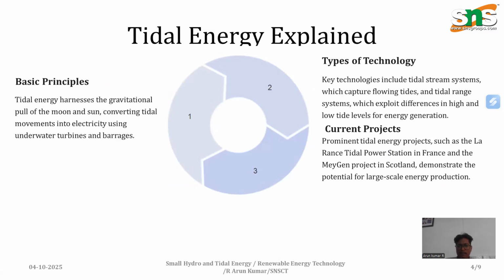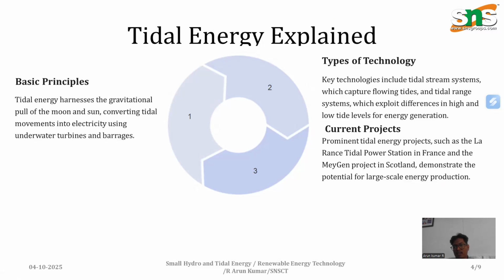Here we are to discuss three major points. The first is the basic principle, then what types of technology we apply for tidal energy, and what the current projects in tidal energy are. So first of all, tidal energy harnesses the gravitational pull of the moon and sun. Yes, the tidal movement is converted into electricity using underwater turbines or barrages.